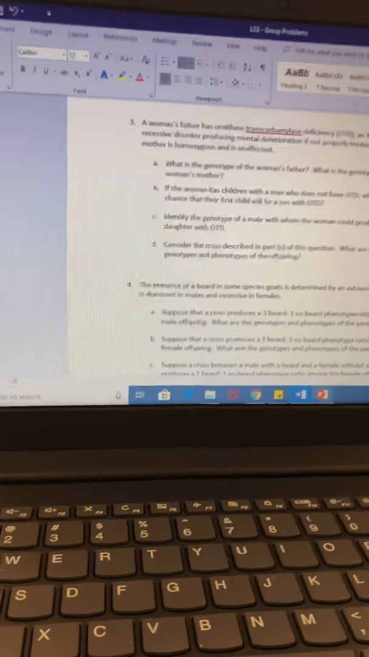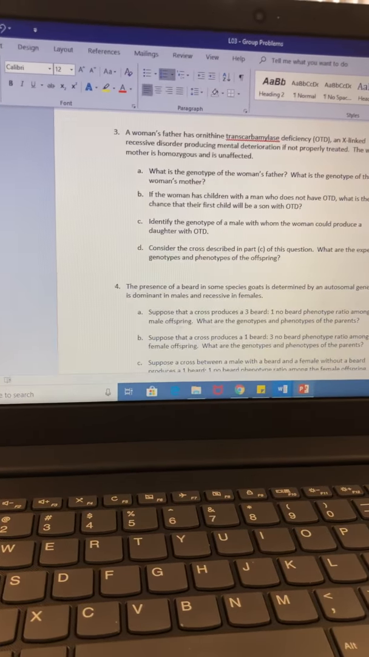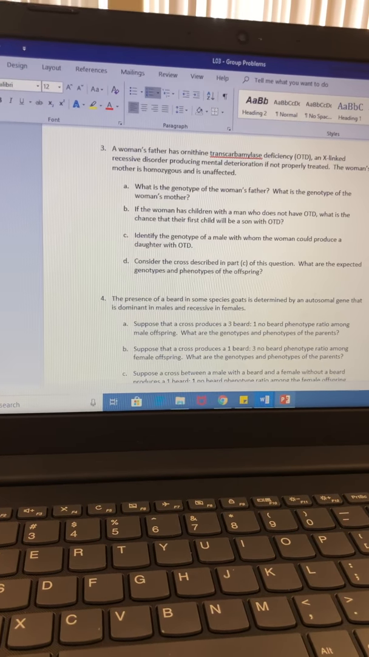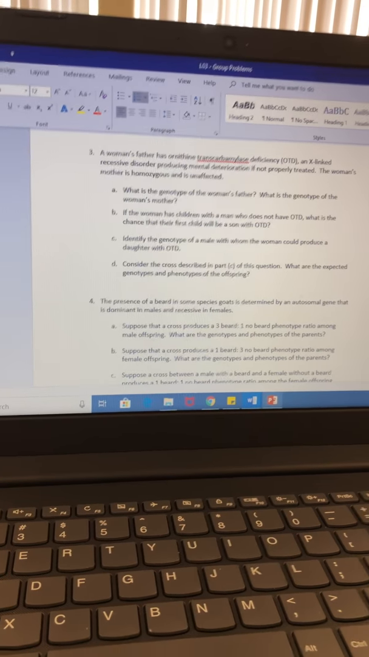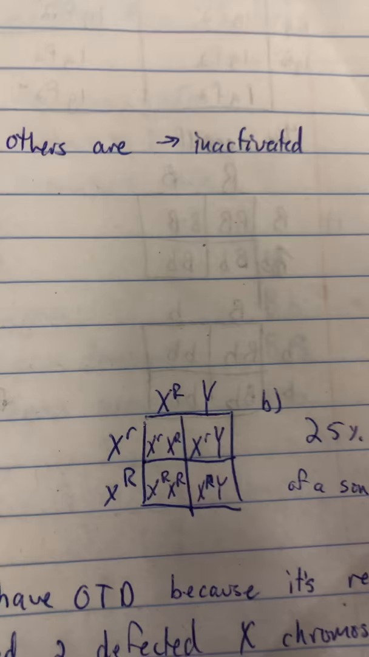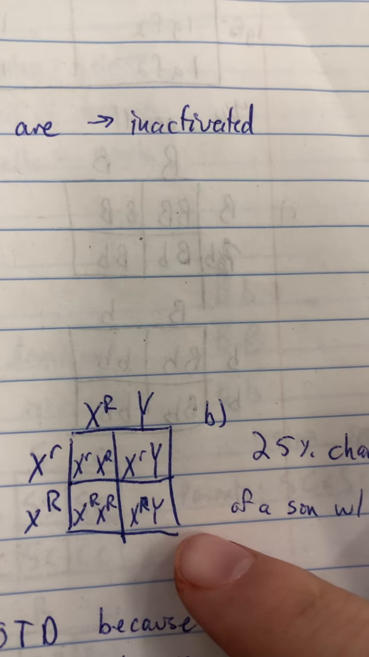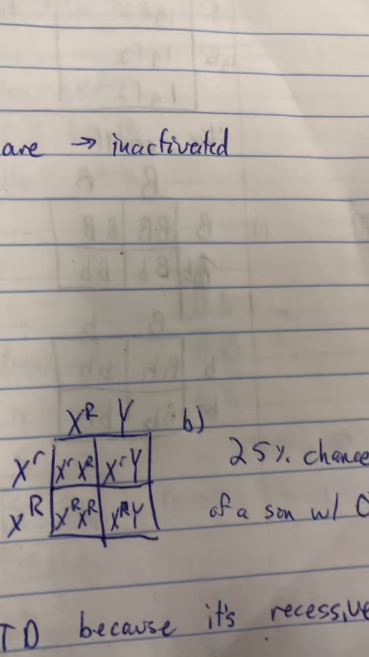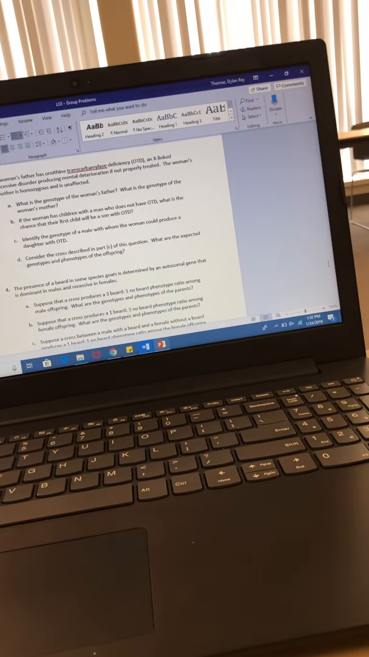If the woman has children with a man who does not have OTD, what is the chance that their first child will be a son with OTD? So I did a Punnett square here, and 50% would be sons, and only one of those two would have the OTD, so it's a 25% chance of a son with OTD. For C, it says identify the genotype of a male with whom the woman could produce a daughter with OTD.